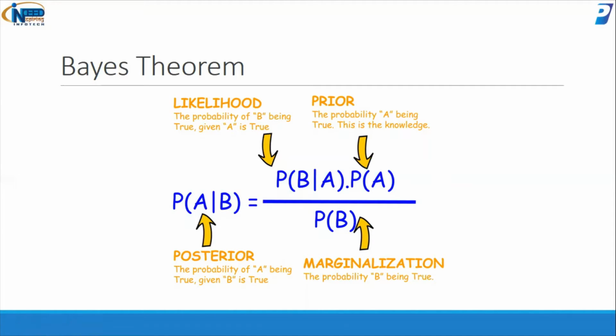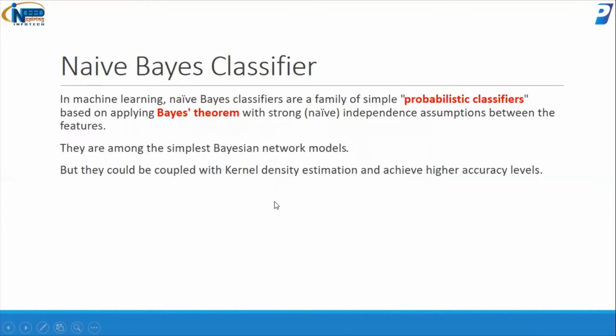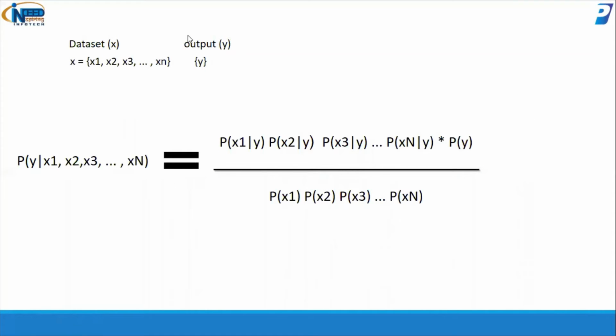So today we are going to discuss naive Bayes, and therefore we are having a quick revision of Bayes' theorem. The naive Bayes classifier, in machine learning, is a family of simple probabilistic classifiers based on applying Bayes' theorem. Now you understand why we were revising the formula, because the naive Bayes classifier is derived from Bayes' theorem only. So let us look at the equations now.